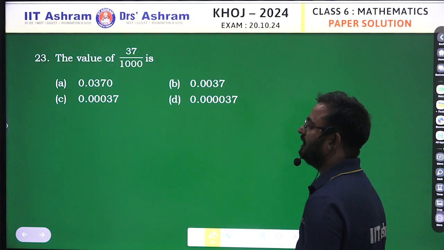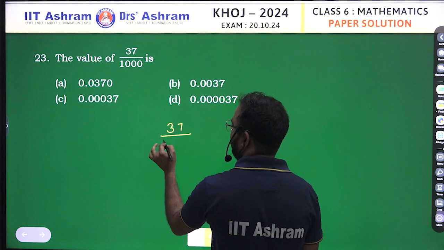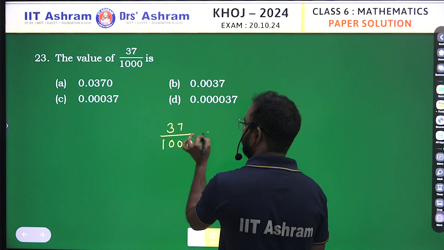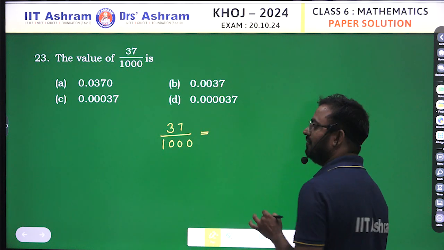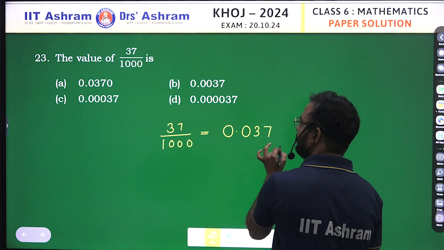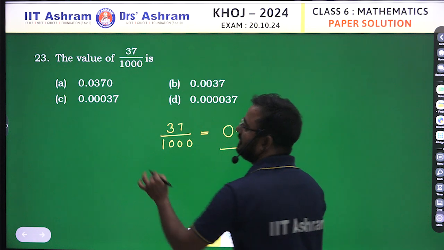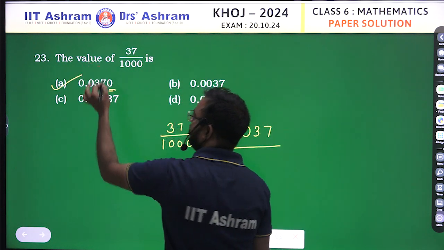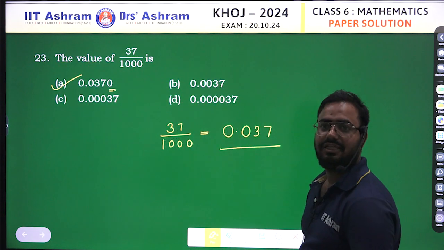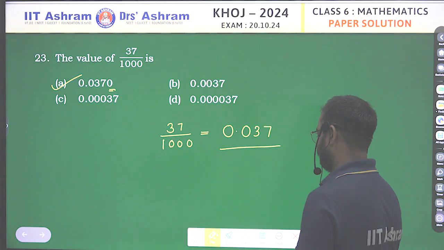Next, question number 23. 37 divided by 1000. So this becomes 0.037. Sir, this exact option is not there, but zeros at the end have no meaning. So for 23, option A, 0.037, is the right answer.